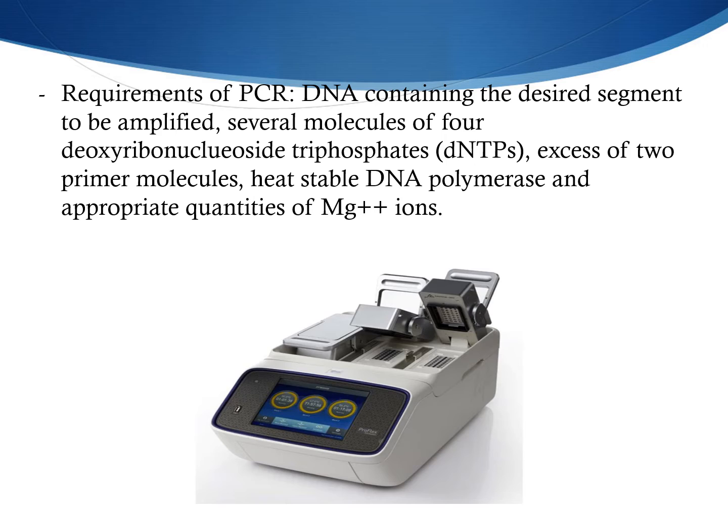Requirements of PCR. DNA containing the desired segment to be amplified. We need several molecules of four deoxyribonucleoside triphosphates or dNTPs, such as dATP, dCTP, dGTP and dTTP. Also excess of two primer molecules, heat stable DNA polymerase and appropriate quantity of magnesium ions.